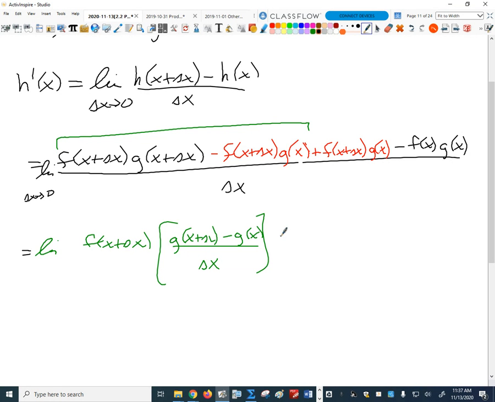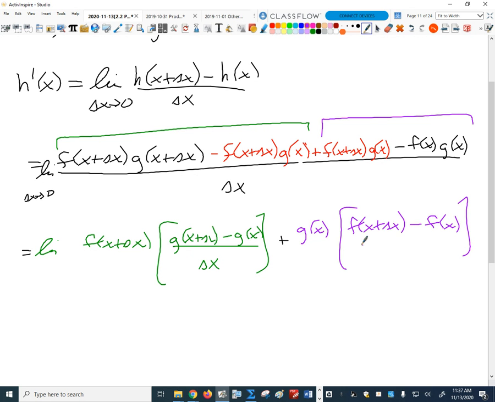What are we left behind with then? So let's group these together right here. And if I factor out a g of x, what am I left with? Then I'm left with f of x plus delta x minus f of x over delta x.